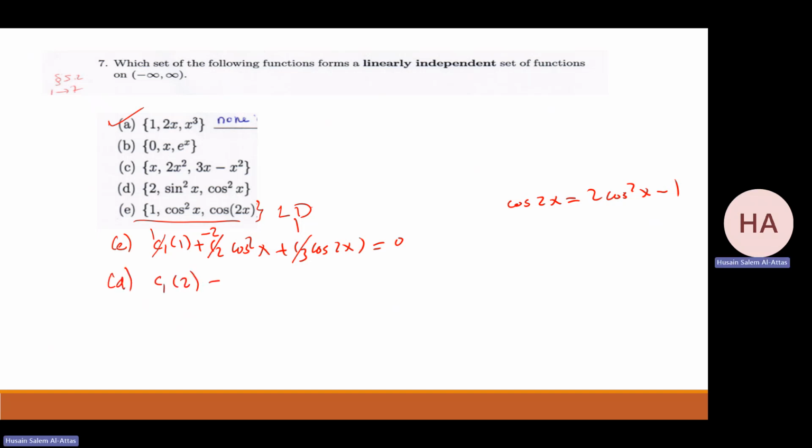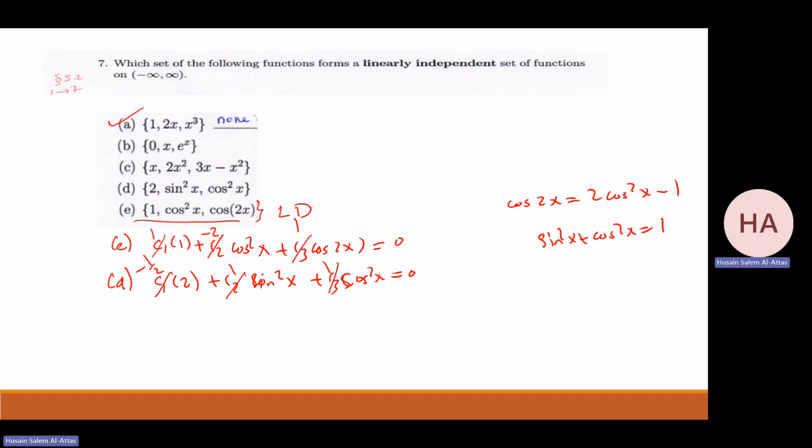C1 times 2 plus C2 times sine squared x plus C3 cosine squared x equal to 0. I know sine squared plus cosine squared is equal to 1. So I'll give this 1, this 1, and this minus half. So that will make it 0.